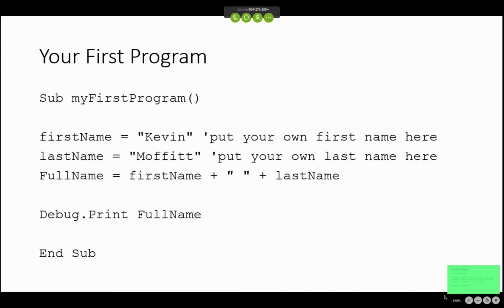So debug.print puts the answer in the immediate window. So if you can't see your full name, it's because your immediate window is not open. To open it, you just go to View, Menu, and go to Immediate Window. Is there anyone who couldn't get this to run? So everyone wrote their first program? So you're all initiated. Excellent. You are a geek.